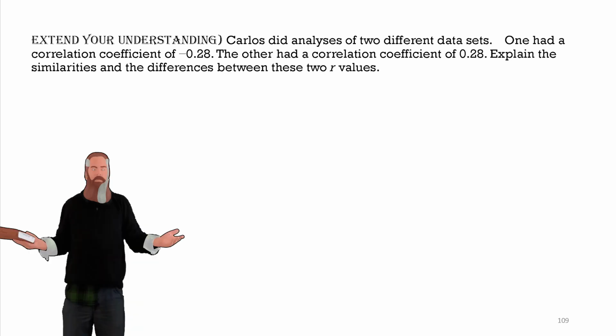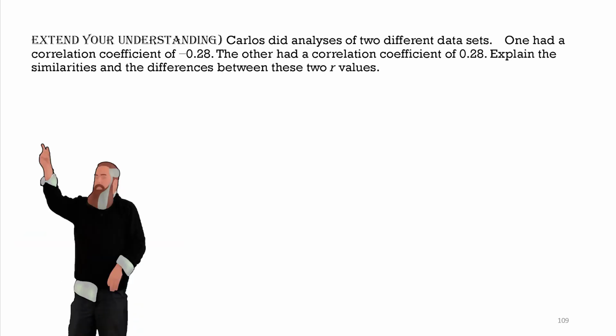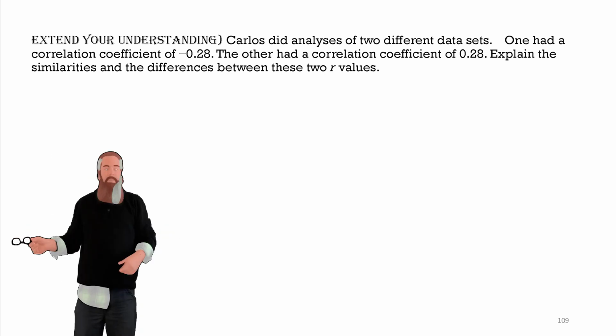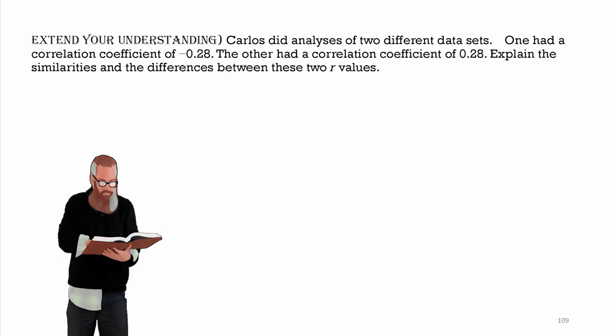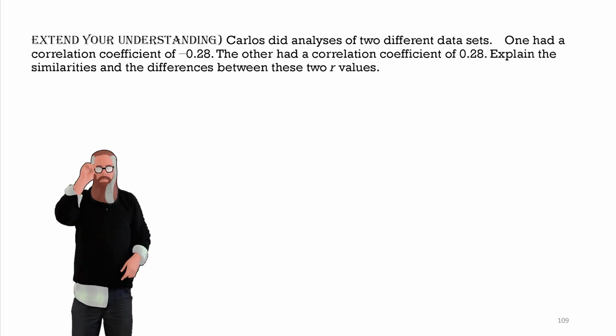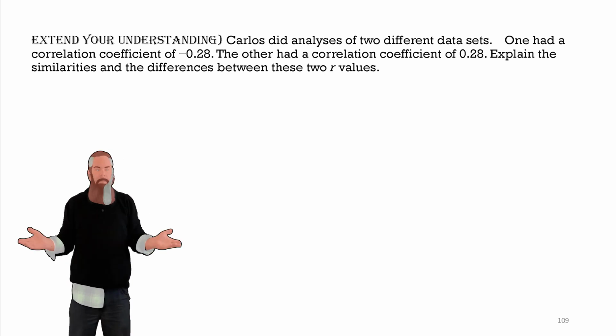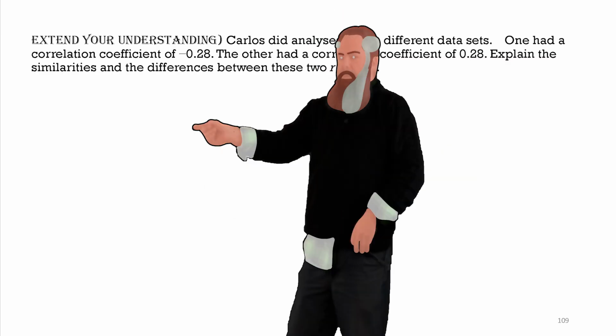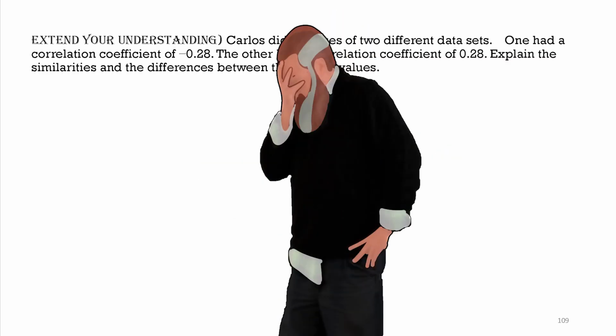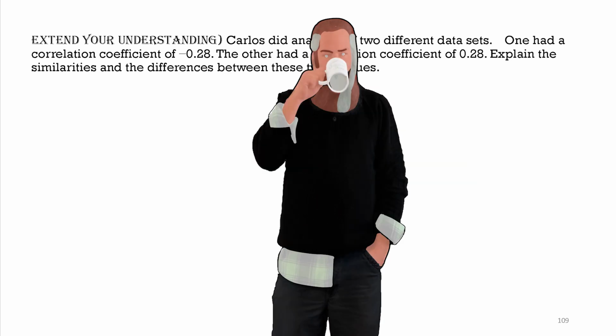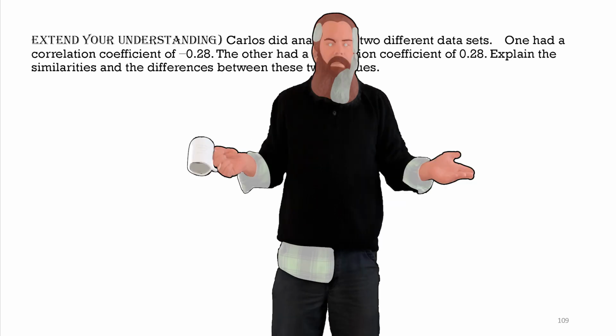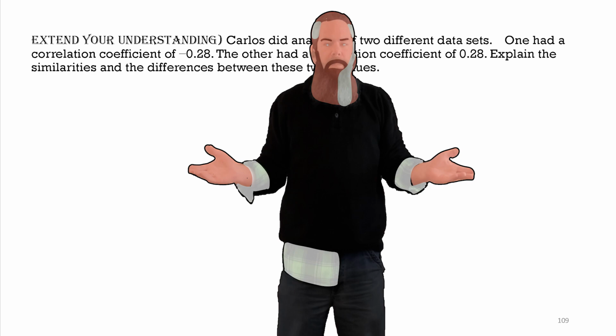Now, let's extend your understanding. Carlos did an analysis of two different data sets. One had a correlation coefficient of negative 0.28. The other had a correlation of 0.28. Explain the similarities and the differences between these two R values. Both correlations are weak, since their absolute values are less than 0.3. The first has a weak negative correlation, and the second has a weak positive correlation.